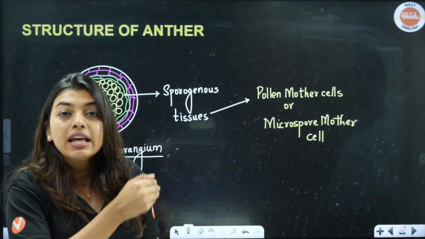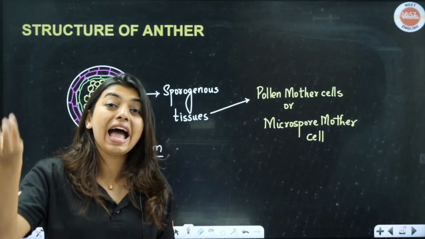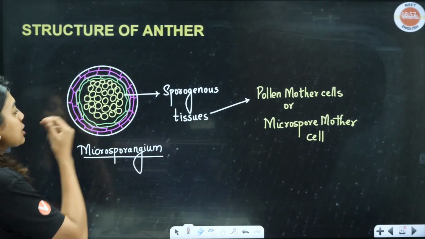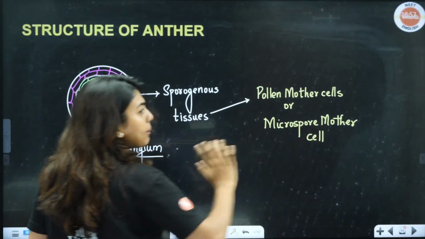Pollen mother cell and they are going to do the microsporogenesis. Why? So ultimately we can get the pollen grains, and inside the pollen grains there is going to be the male gamete. Okay, so you'll notice this sporogenous tissue, students, they are potentially going to become the pollen mother cell or the microspore mother cell.